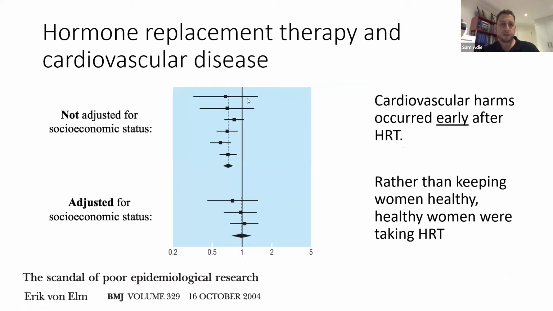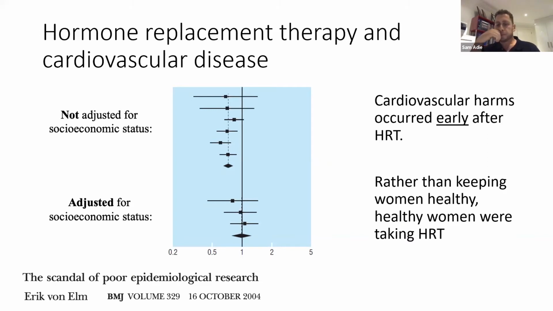And one glaringly obvious thing that wasn't adjusted for, this is a very good example of confounding, where the observed association or the protective effect was not adjusted for socioeconomic status. And when it was, that observed effect was no longer present. And the other thing that was noticed was the cardiovascular harms occurred early after HRT treatment. So really, in effect, rather than keeping the women healthy, women who were healthy were actually continuing to take the HRT.